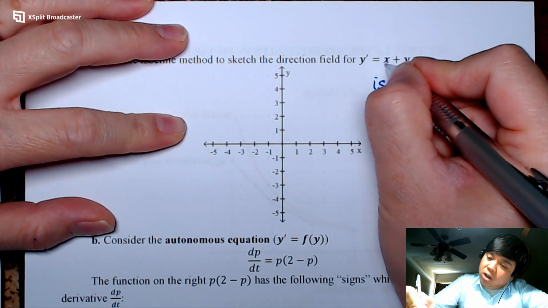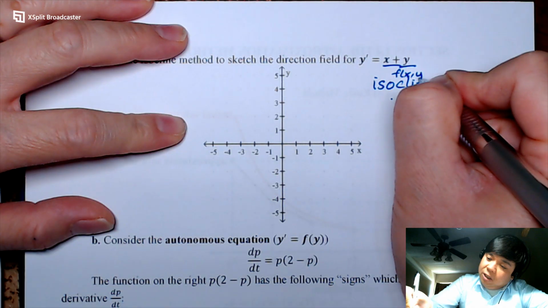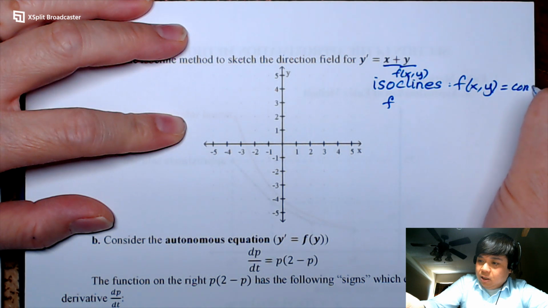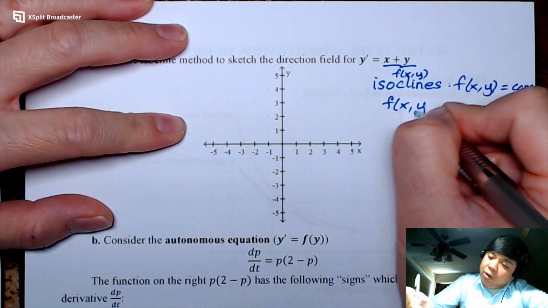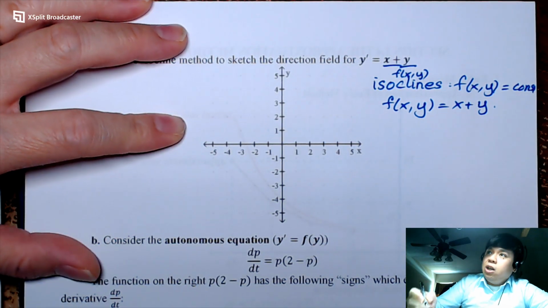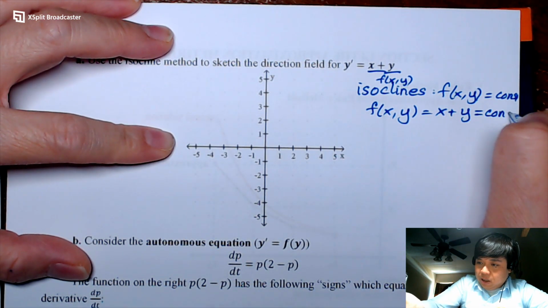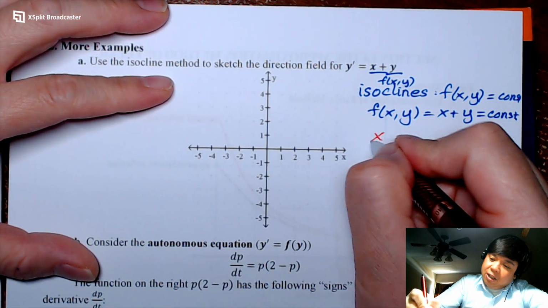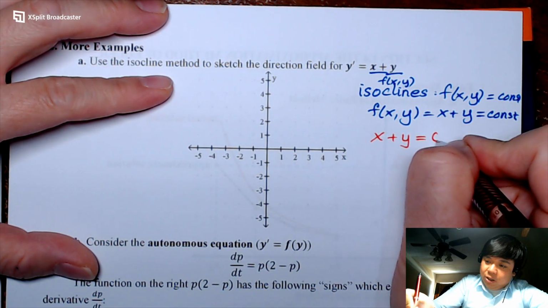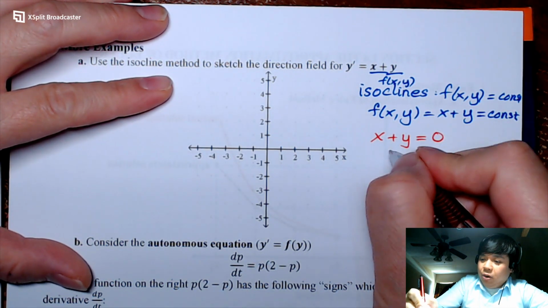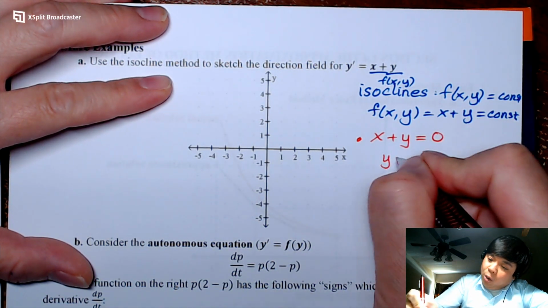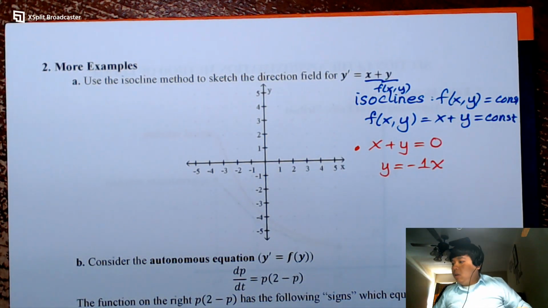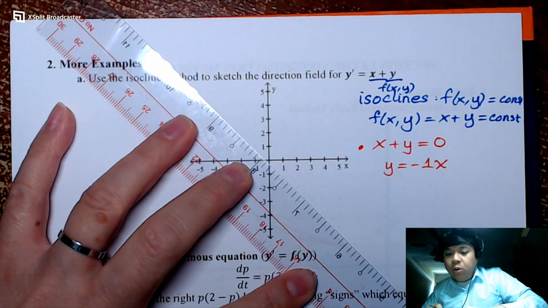We have the function x plus y equal to constant. So pretty much we graph. First, let's say we have x plus y equal to 0. So in that case, what do we have? y equal to negative x, negative 1x. So pretty much this line, y equal to negative x.